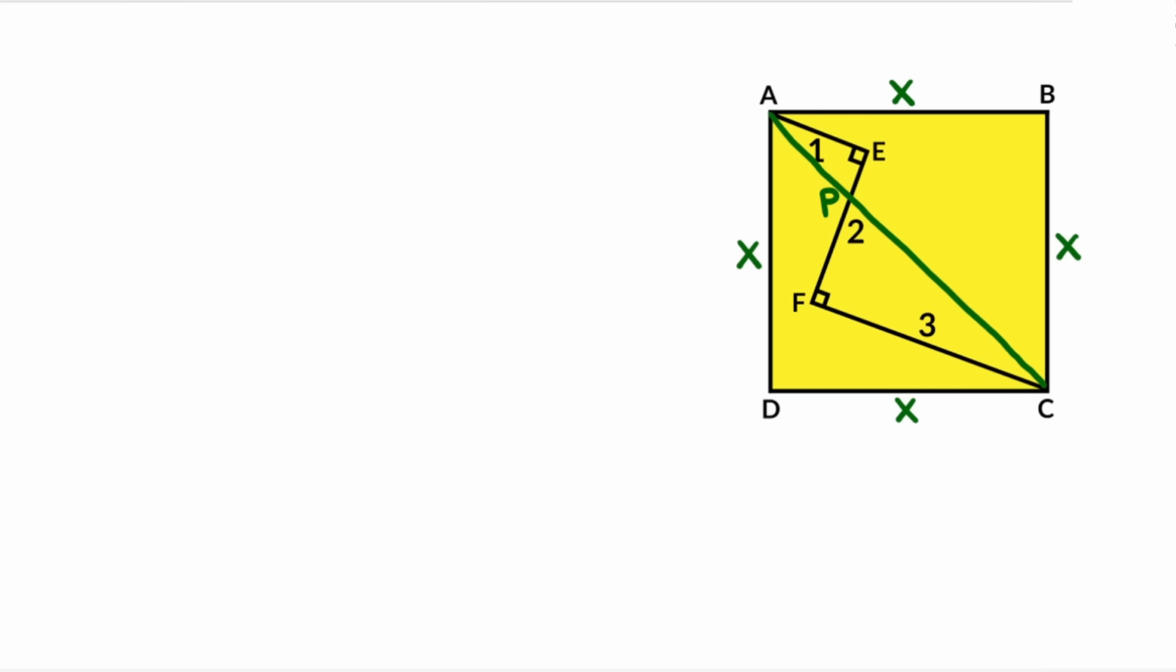Now, let's use that similarity. The entire segment EF is 2 units long. Let the length of EP be a. Then PF must be 2 minus a. Because the triangles are similar, their corresponding sides are proportional. So the ratio of the bases must equal the ratio of the corresponding heights. That gives us a divided by 1 equals (2 minus a) divided by 3. Let's solve that.